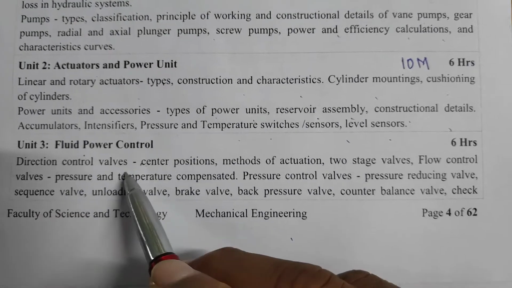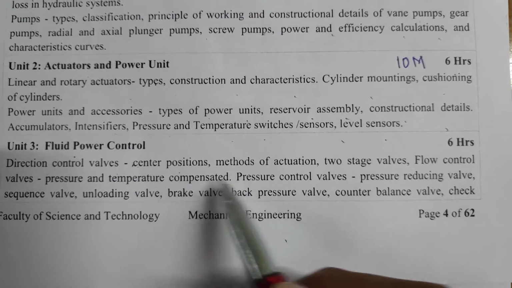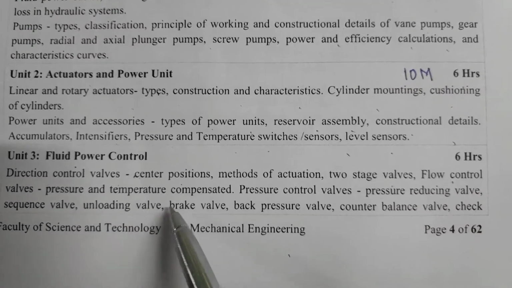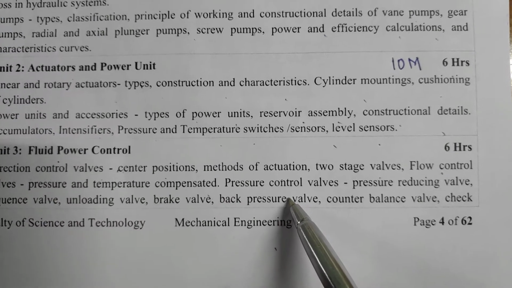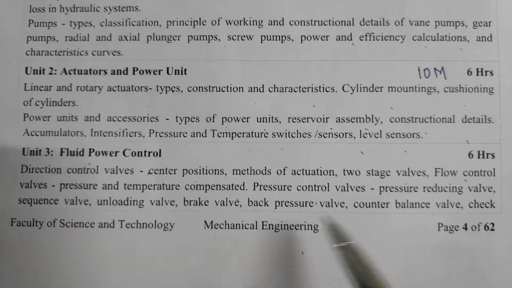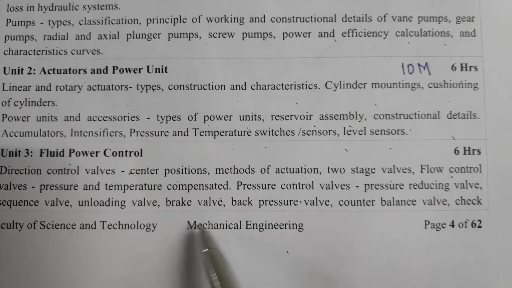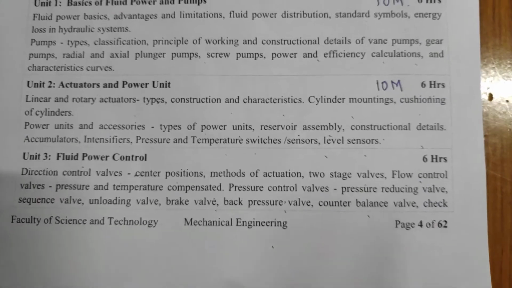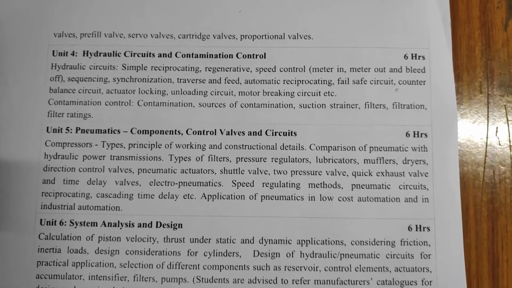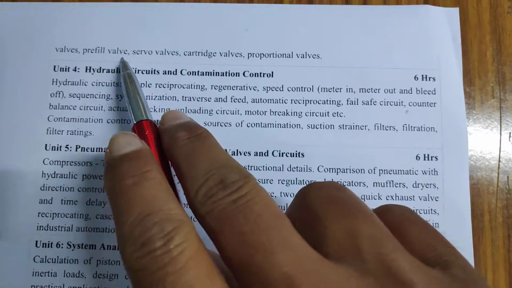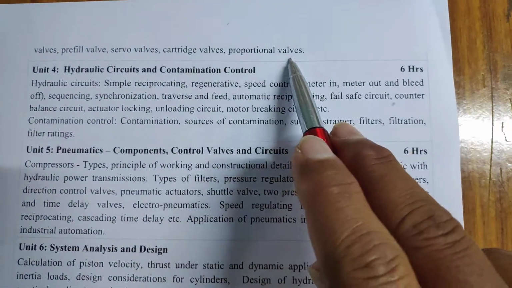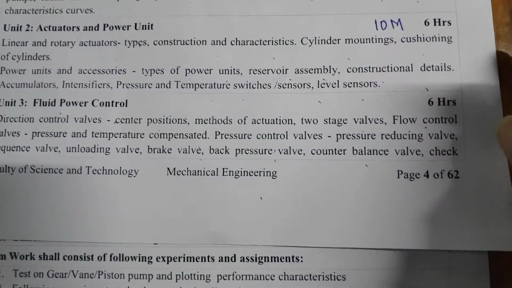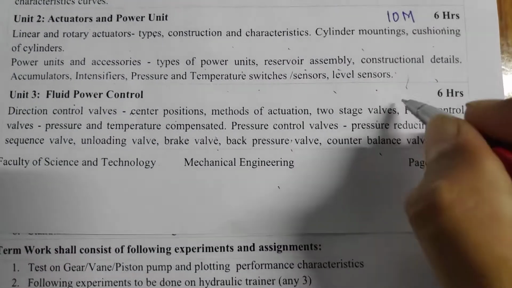Here direction control valves, central position, method of actuation, two-stage valves, flow control valves, pressure and temperature compensated valves, pressure control valves, in that pressure reducing valve, sequencing valve, unloading valve, brake valve, back pressure valve, counterbalance valve, check valve, prefill valves, servo valves, cartridge valve and proportional valves. Again, this unit number 3 has the weightage in semester, that is 10 marks.